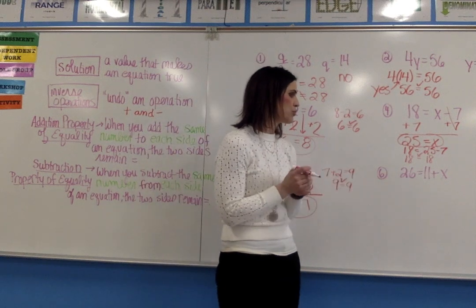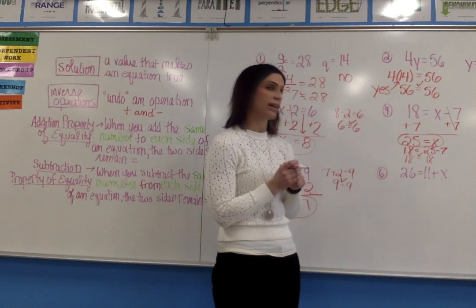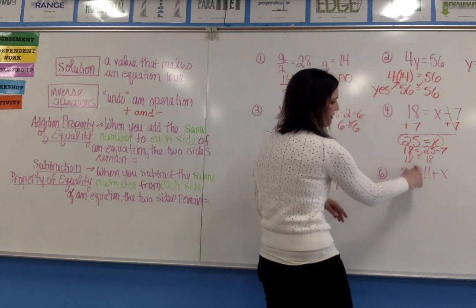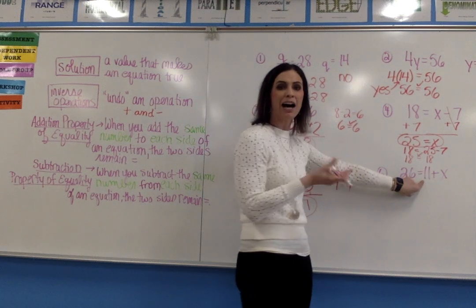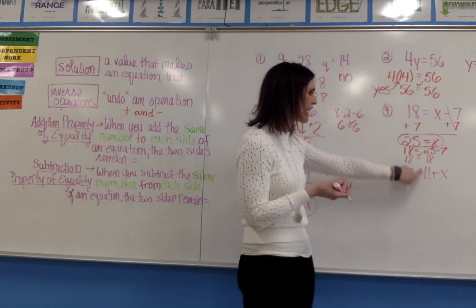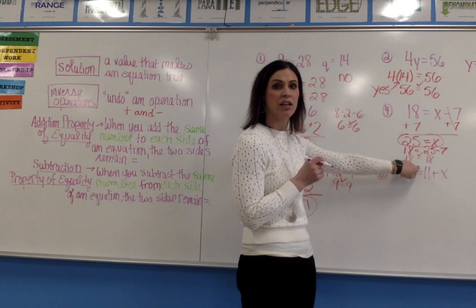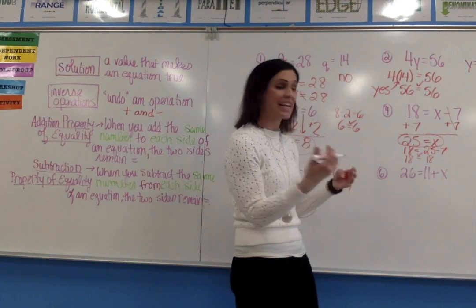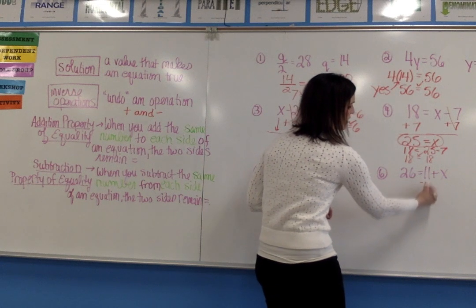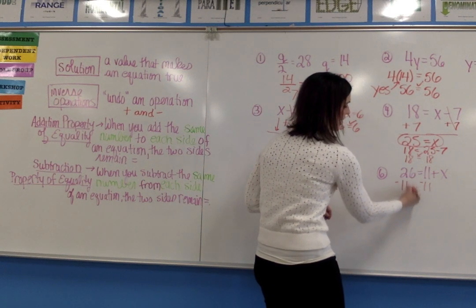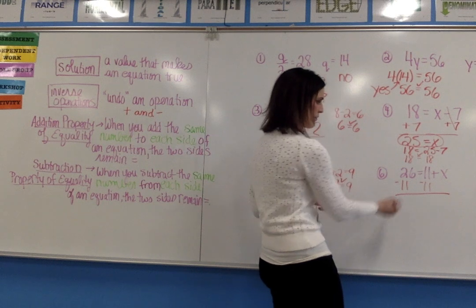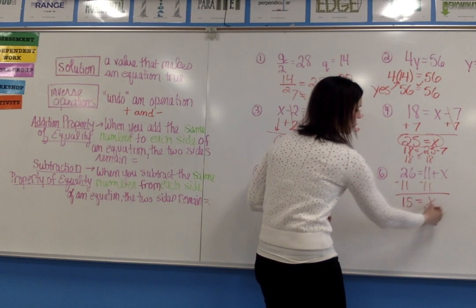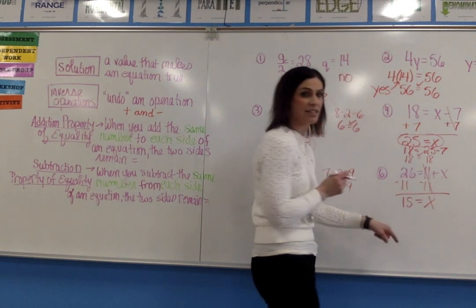My last example, 26 equals 11 plus x. So this one here I'm adding, but you also have to look at the value of this integer. This is a positive integer. If it was negative, it would have to have a negative sign in front of it. So a positive integer means I have to do the opposite of that, which is a negative. So I'm going to subtract 11 from each side of my equation. 26 minus 11 is 15, and that equals x, because positive 11 and negative 11 is 0.